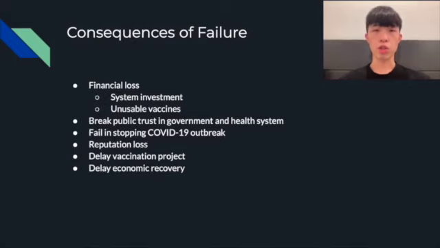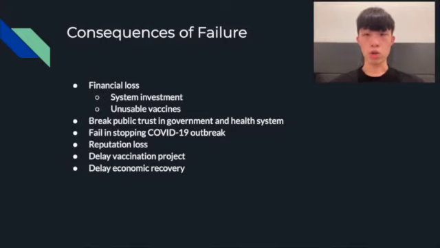This will cost us reputation and overall will cause us to fail to deliver the vaccination project and therefore slow down the economic recovery. In conclusion, through this presentation we have carried out the stakeholders and their requirements by utilizing use case diagrams and documenting them into user stories.